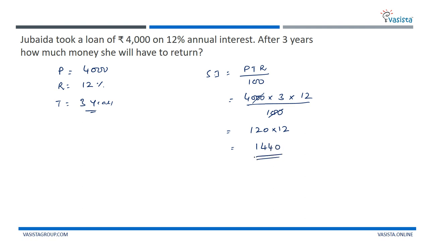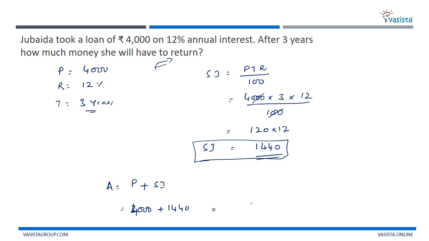So simple interest becomes how much? 1,440. How much she is supposed to return? That is what the question asks. So that is nothing but amount is equal to, we know that, principal plus simple interest. So amount is 4,000 rupees plus 1,440. Add it. Here what happens here? 5,440 rupees she is supposed to return. This is the answer.